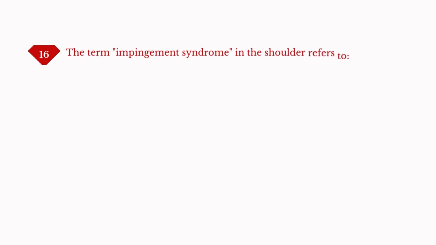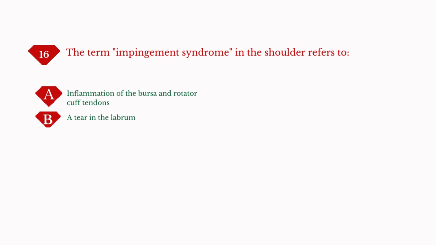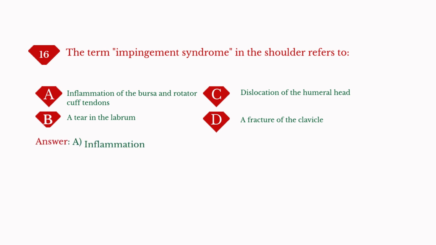The term impingement syndrome in the shoulder refers to A. Inflammation of the bursa and rotator cuff tendons. B. A tear in the labrum. C. Dislocation of the humeral head. D. A fracture of the clavicle. Answer: A. Inflammation of the bursa and rotator cuff tendons.